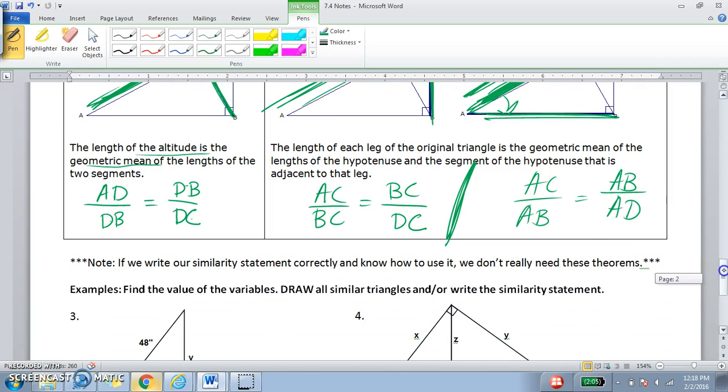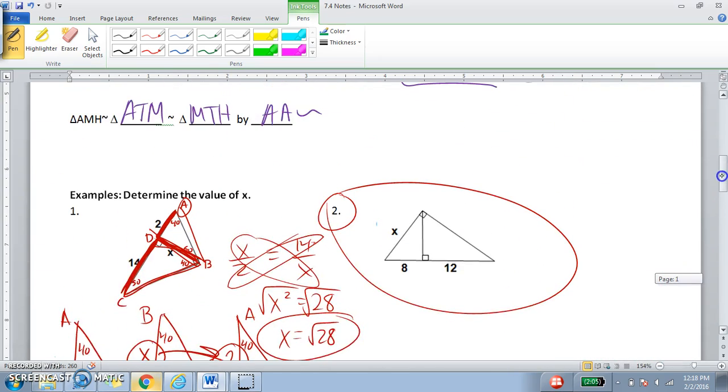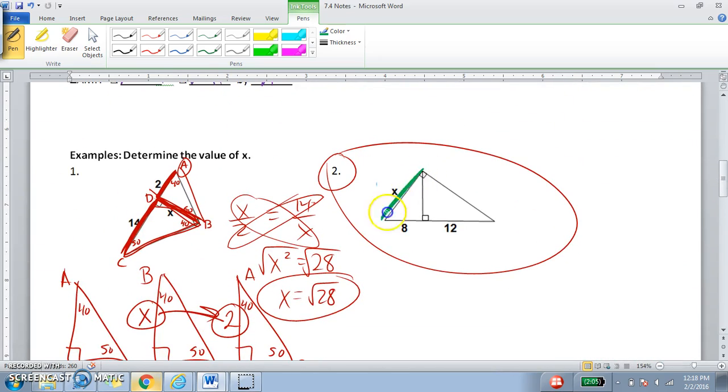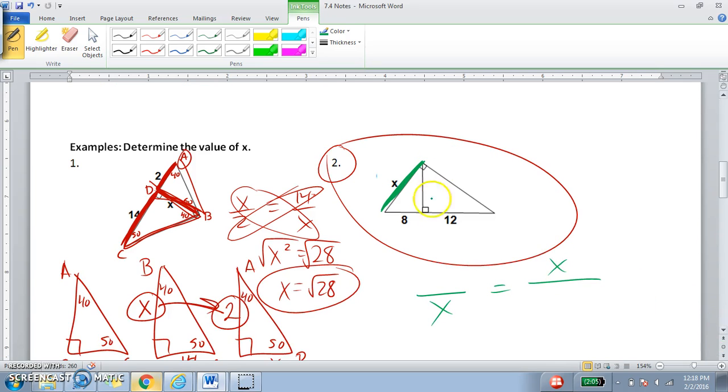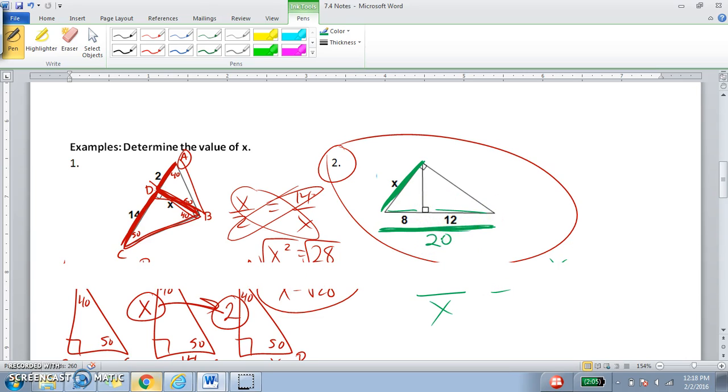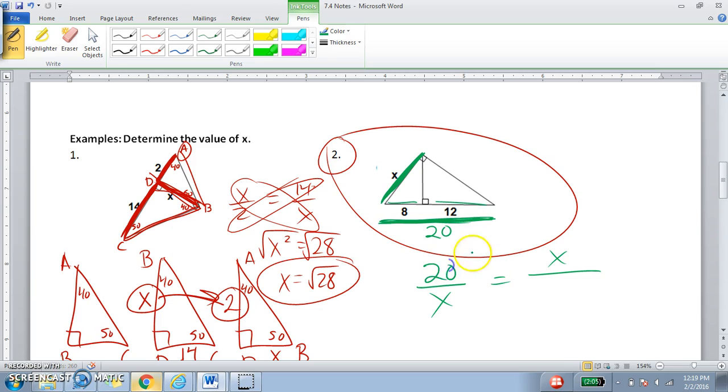So again, examples. Let's go back to the one that we skipped over. So this is a leg of the original triangle. So we said that that is going to be the geometric mean. So I'm going to put it two spots here and here. So it's going to be the geometric mean between the entire hypotenuse of the original triangle. So this is the entire hypotenuse, which it doesn't give me that whole thing. It gives me this piece is 8, this piece is 12. So the whole thing would be 20. So it's the geometric mean between 20 and this piece that it's closer to. So it's closer to this piece, so 8.